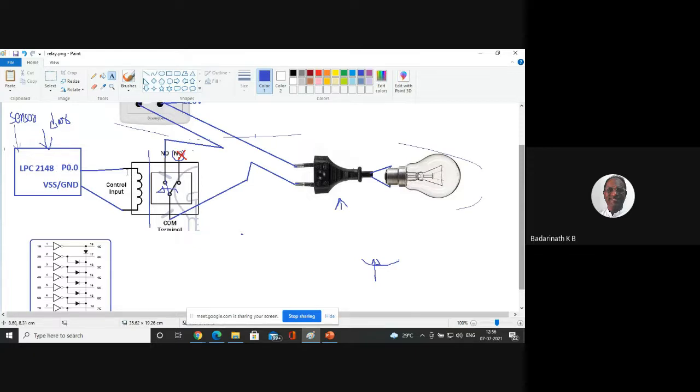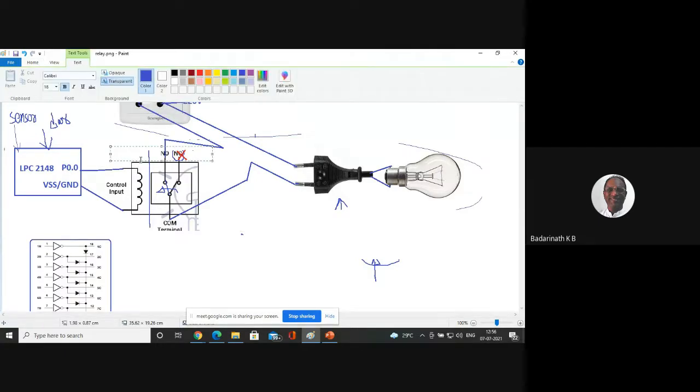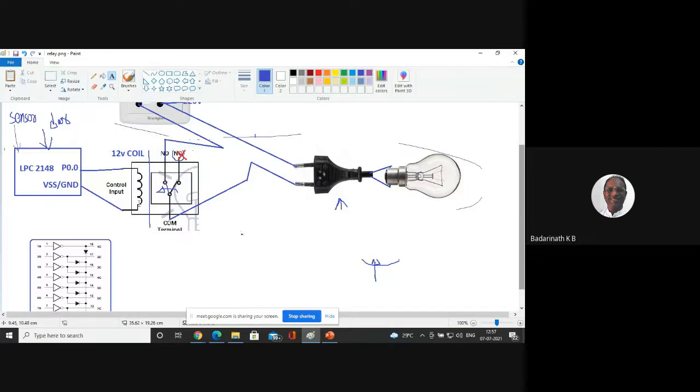But normal electromechanical relays, which are available in the market, cannot be operated directly by P0.0 because these coils operate at 12 volts. So what is my requirement? Since these are 12 volt coils, they are called 12 volt coils. The coil present here is a 12 volt coil, and since it's a 12 volt coil, I cannot drive it from the microcontroller. Then what should I do?